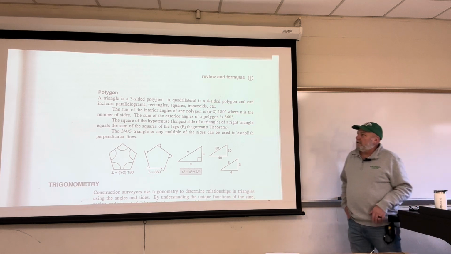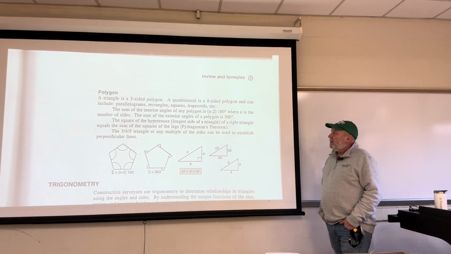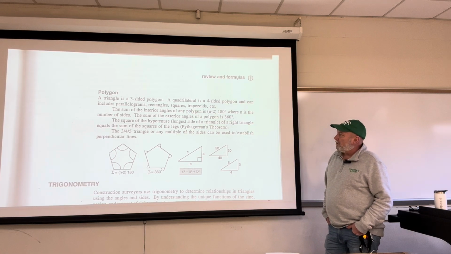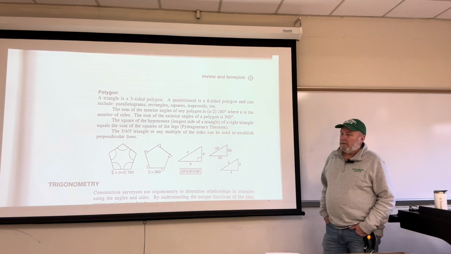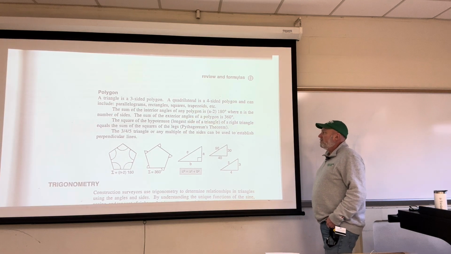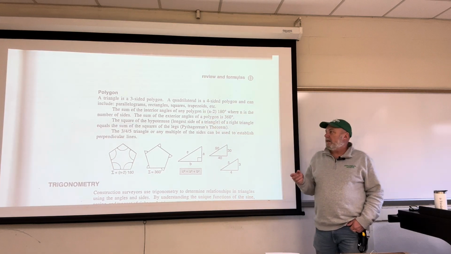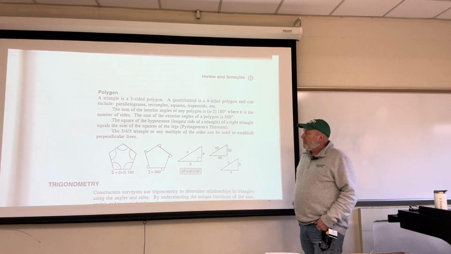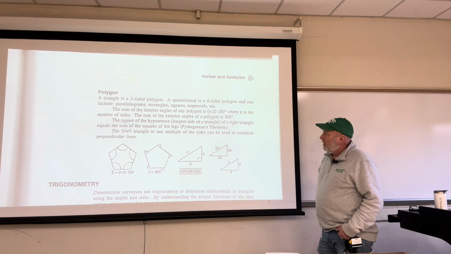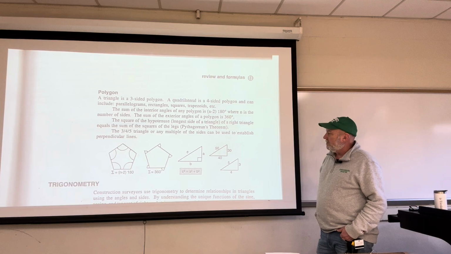Talking about polygons here, a triangle is a three-sided polygon. A quadrilateral is a four-sided polygon, and can include parallelograms, rectangles, squares, trapezoids, and so on. We'll remember some of this from fundamentals, where we talked about the sum of the interior angles of any polygon: n minus 2 times 180, n being the number of sides of your polygon or the number of interior angles. The sum of the exterior angles of a polygon is 360 degrees. Pretty wild.